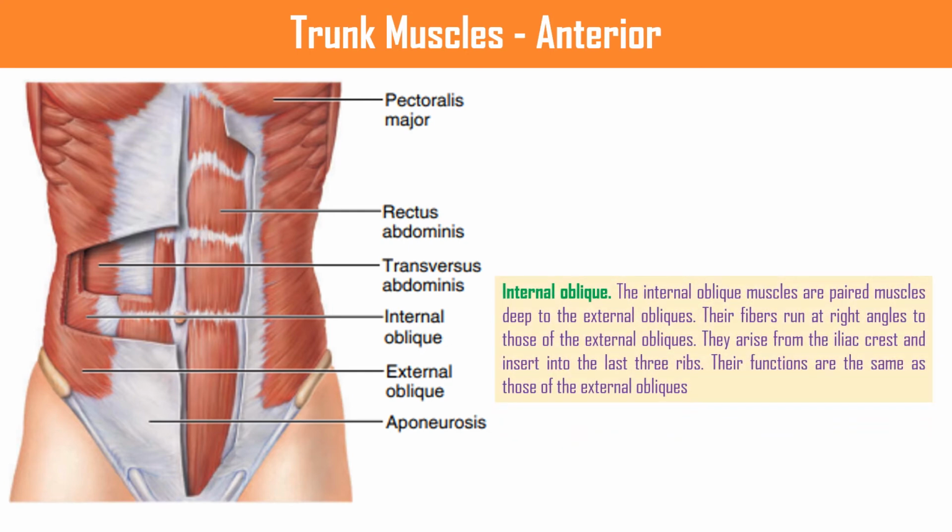Next is internal oblique muscles. The internal oblique muscles are paired muscles deep to the external obliques. Their fibers run at a right angle to those of the external oblique. They arise from the iliac crest and insert into the last three ribs. Their function is the same as that of the external oblique.